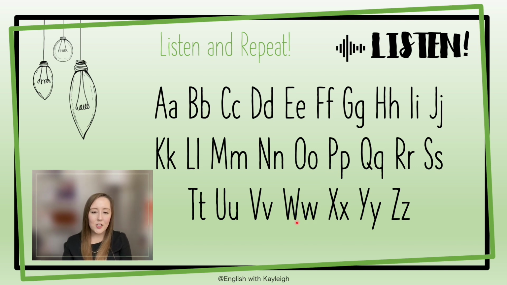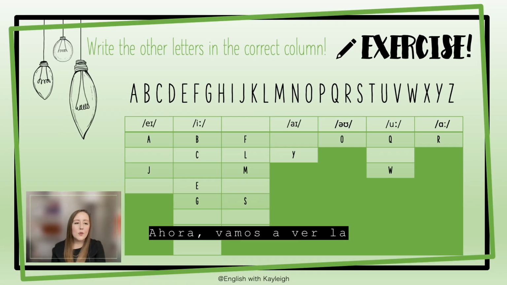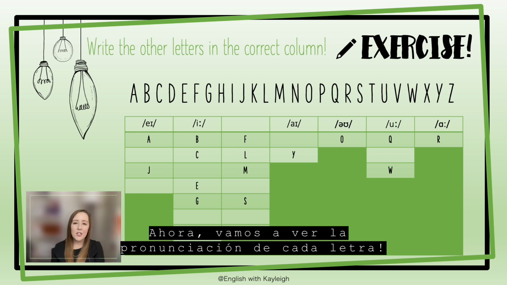And let's try just two more. Let's try this one. How do we pronounce this one? Good, I. Good. And let's do the last one because you may hear two pronunciations. Good, Z or Z. Good, well done. Okay, so now we're going to think about the pronunciation of each letter.